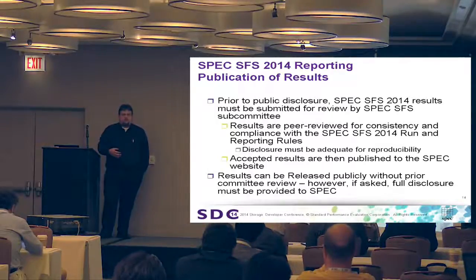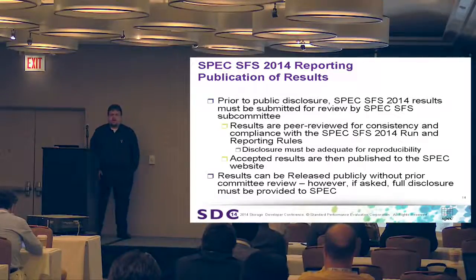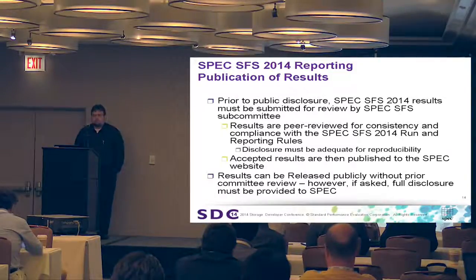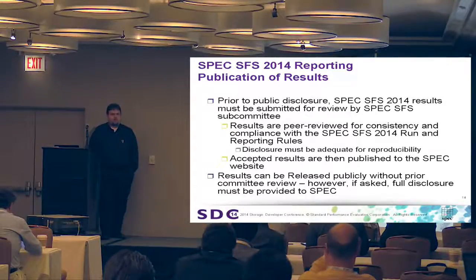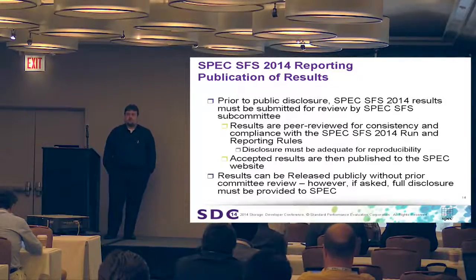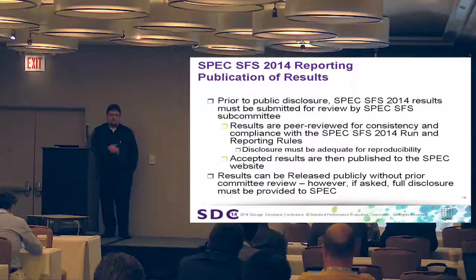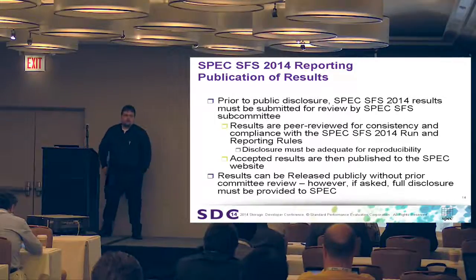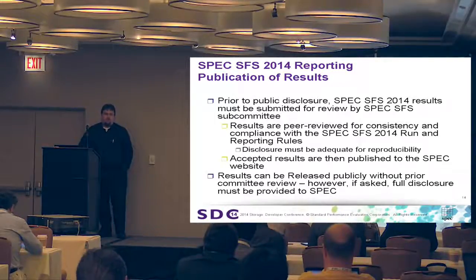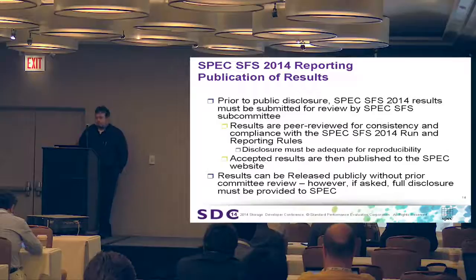Once we accept the results and go through the review process, we publish them to the SPEC website at a time of your choosing once they're accepted. Technically, results can be released publicly without prior review by the SFS subcommittee, but they must be submitted for review if someone asks you to do so. So effectively, this means all results that are published are just run through the committee first, because then you don't have to deal with any potential issues that might crop up after you've already released them publicly. So effectively, if you're going to publish, you just submit to the subcommittee first.